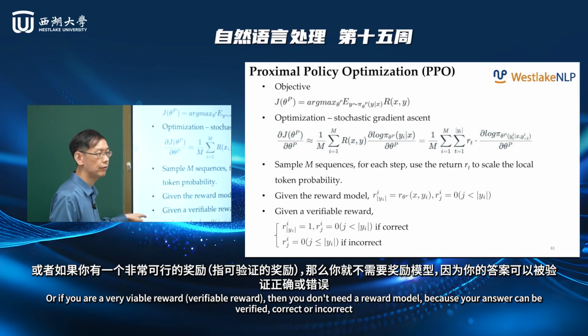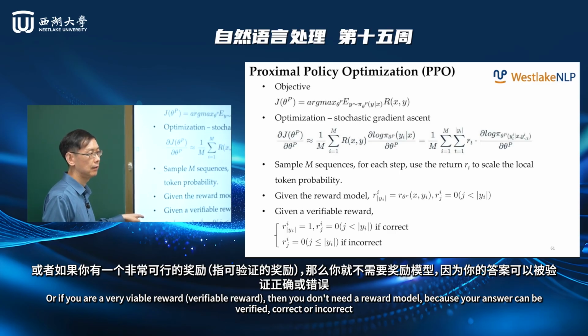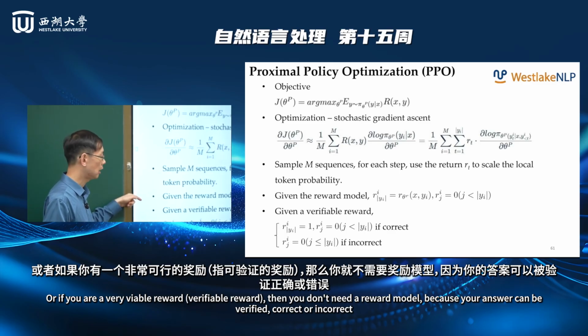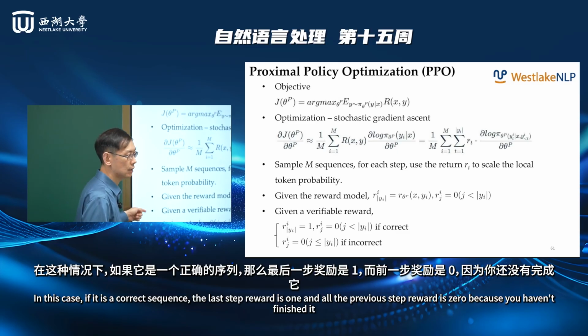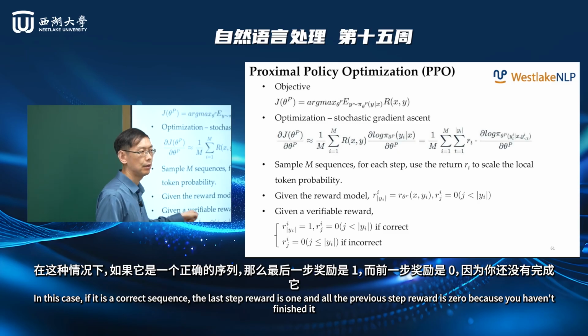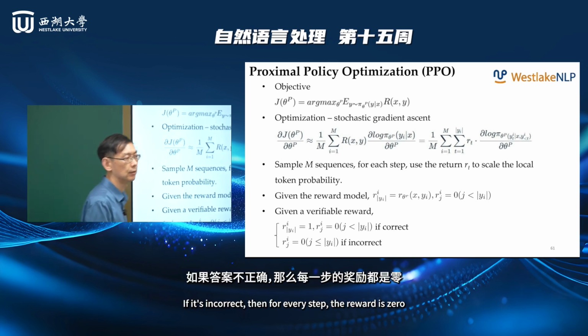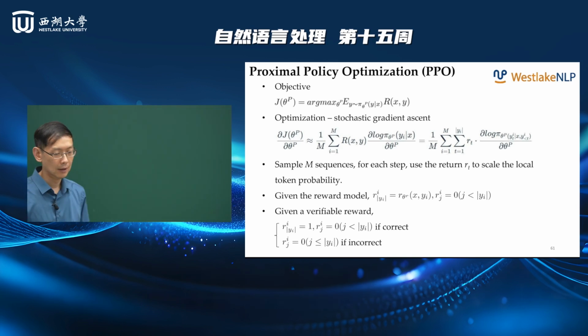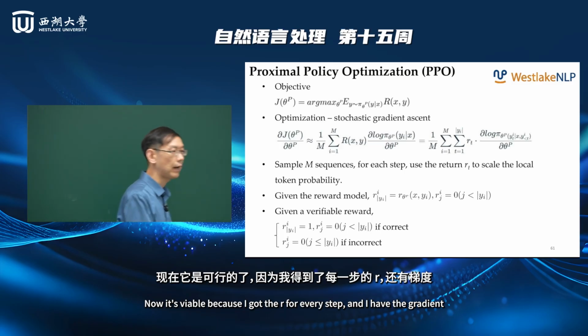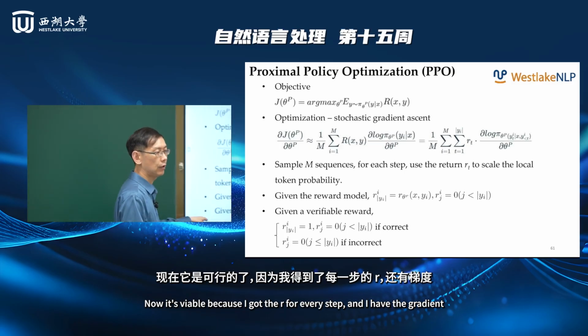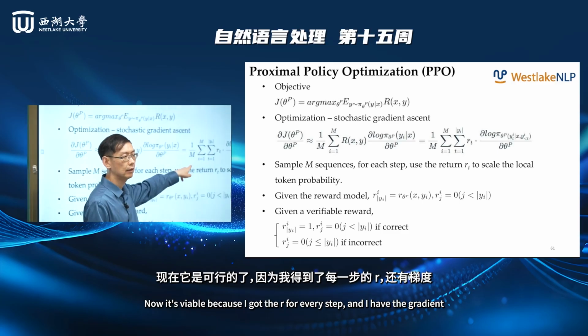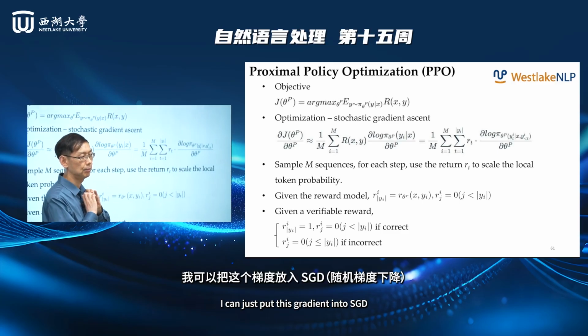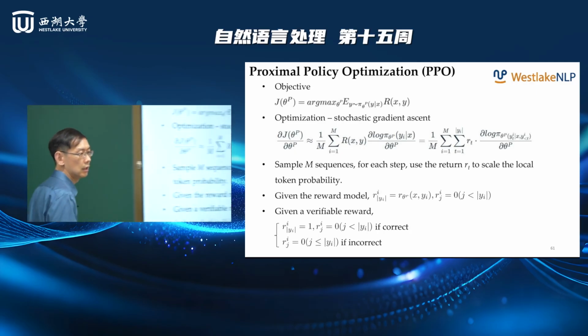Or if you have a verifiable reward, then you don't need a reward model because your answer can be verified, correct or incorrect. In this case, if it is a correct sequence, the last step reward is 1. All the previous step rewards are 0 because you haven't finished it. If it's incorrect, then for every step, the reward is 0. Now it's viable because I got the R for every step and I have the gradient. I can just put this gradient into SGD. I can train a model.